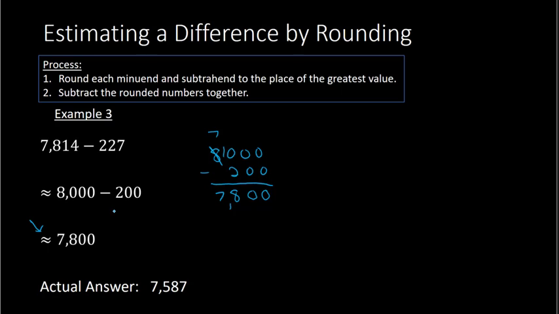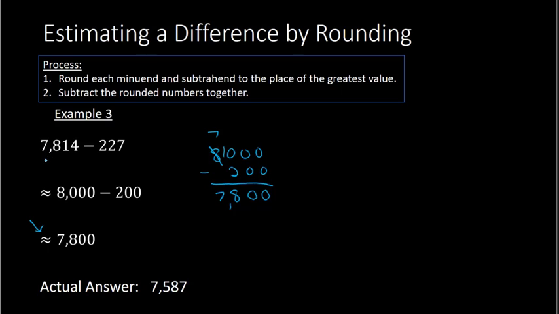And by the way, if it's not specified, you're going to round to the greatest place value. You could actually have a more accurate rounding the further that you round this.